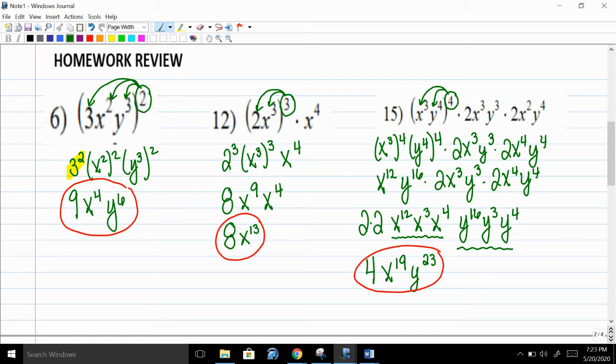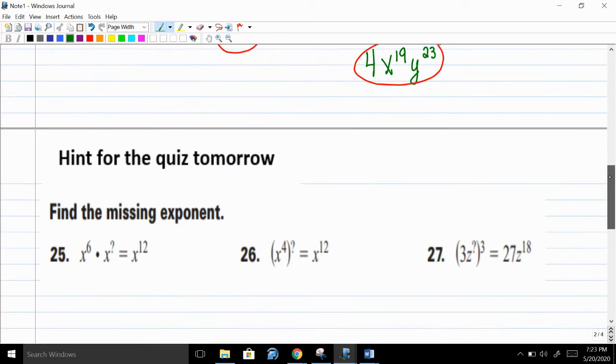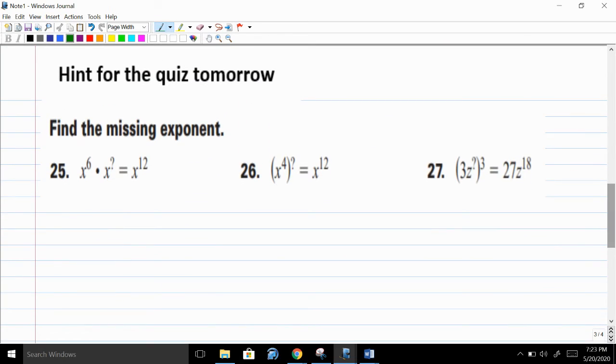Now, some hints for tomorrow's quiz. Okay, find the missing exponent. There's going to be some problems that ask you to find the missing exponent. So number 25 there, you have x to the 6th and you have x to the something. You don't know what it is, and it's going to be x to the 12th.